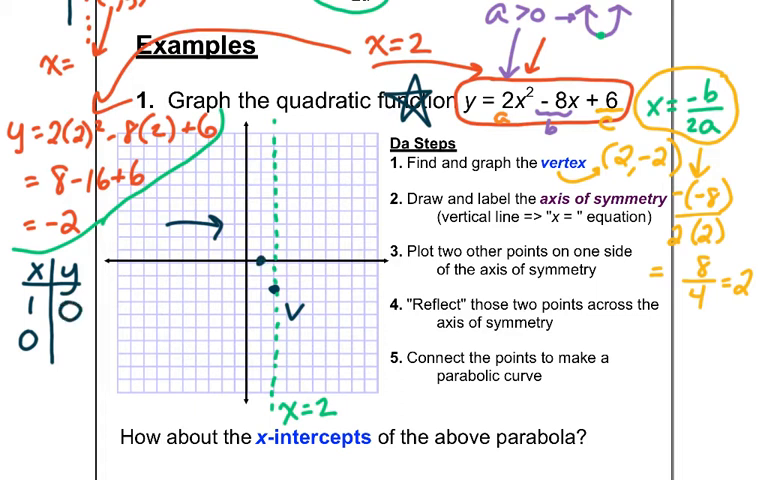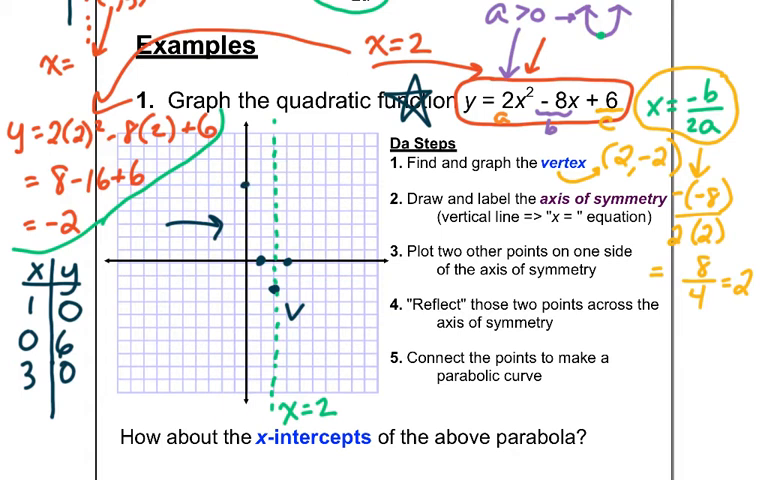Great. Now, that gives me a bonus point, right? That gives me a bonus point at, let's see, 1 to the left of the axis means 1 to the right, which would be 3, 0. Wow, that was easy. 2 points for 1. Now let's plug in 0. All right, when we plug 0 back into your original, a lot of the x's die, and you're just left with 6. So I'll graph that point up here.